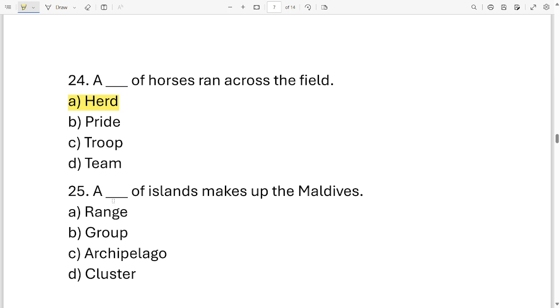Next sentence. A dash of islands make up the Maldives. Now which word should come over here? Your options are range, group, archipelago, and cluster. Now which one is the correct option? Is it A, is it B, is it C, or is it D? It is option C. Archipelago of islands makes up the Maldives.